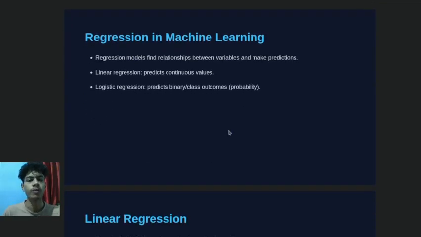Now, regression in machine learning. Regression models find relationships between variables and make predictions. Linear regression predicts continuous values, whereas logistic regression predicts binary class output. Linear regression is used for numeric data, while logistic regression is used for categorical data.